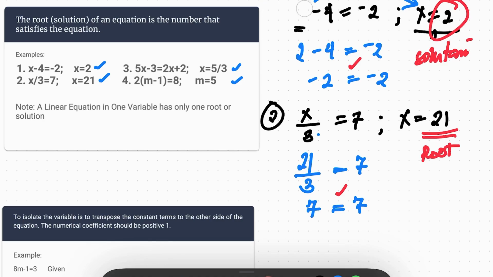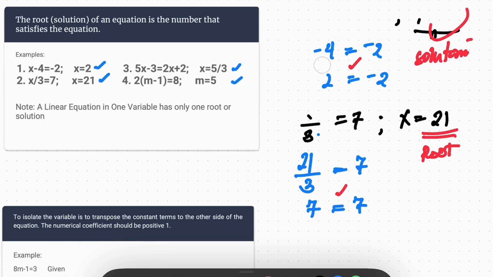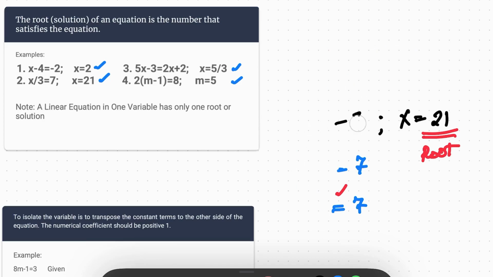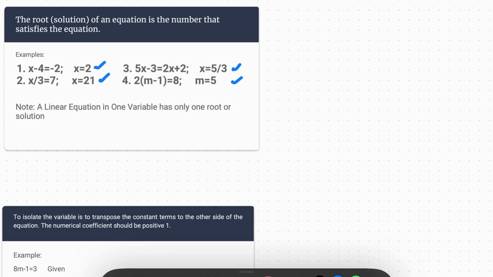Let me now erase this part so that we can accommodate the other examples. We will now continue with example number 3. Number 3 right here is 5x minus 3 equals 2x plus 2, and the suggested replacement value is x equals 5 over 3.